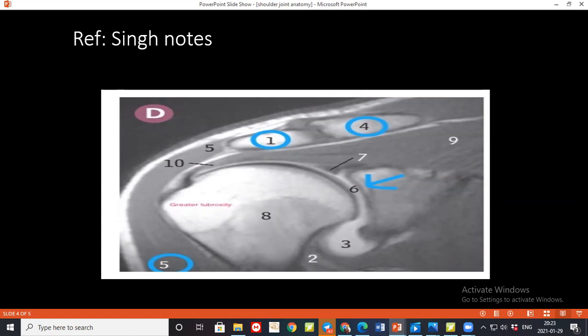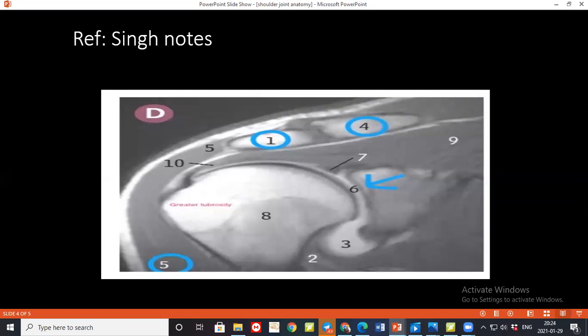Can you tell me what are the structures which are attached to the coracoid process? There are 3 muscles and 3 ligaments. The 3 ligaments are the coracoclavicular, the coracohumeral and the coracoacromial ligament. The muscles are the coracobrachialis, the short head of the biceps muscle and the pectoralis minor.